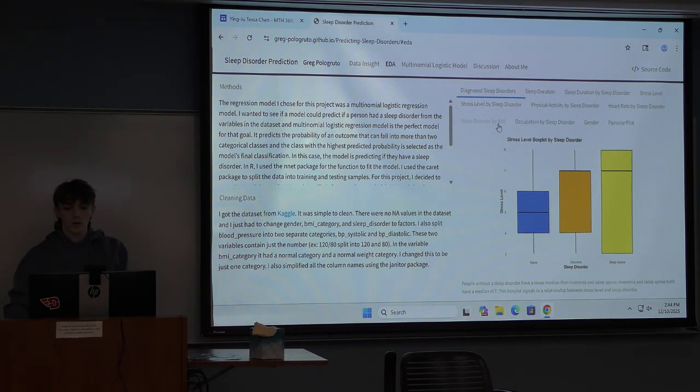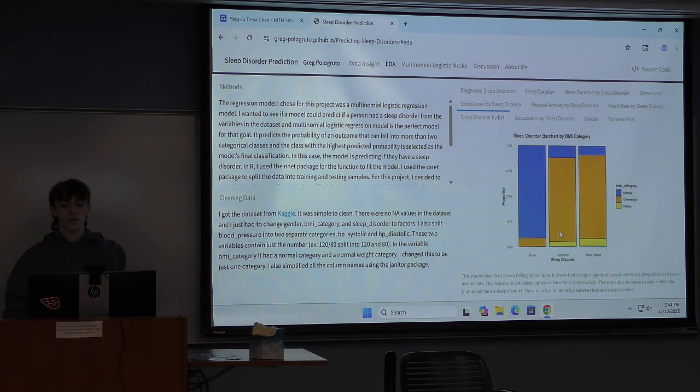And then I want to look at sleep disorder by BMI. So this shows the proportion of the BMI categories in every sleep disorder category. It's interesting, as you can see, in no sleeping disorders, most people fall within the normal/healthy BMI category, and there's a few overweights. But in the insomnia and sleep apnea ones, there is a very high percentage of overweight and obese people.